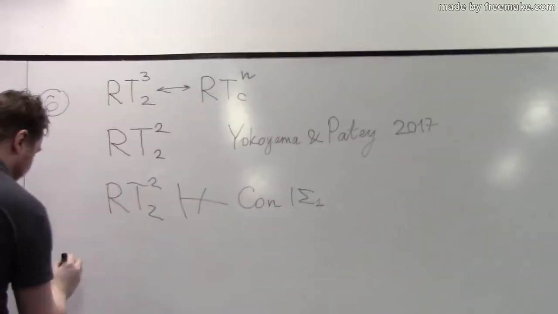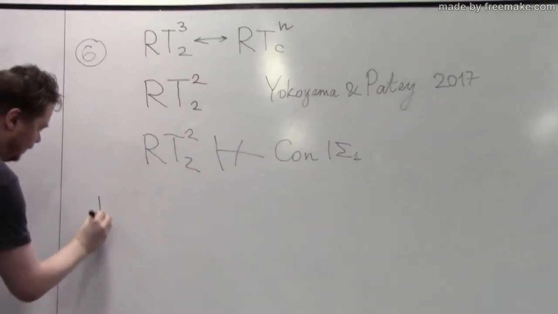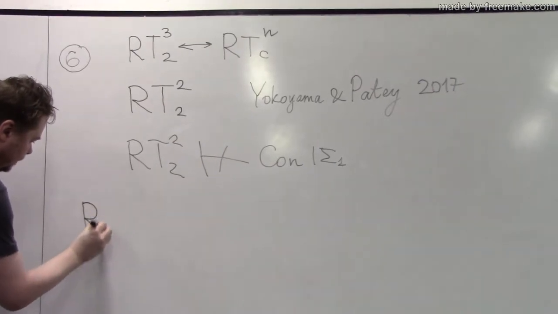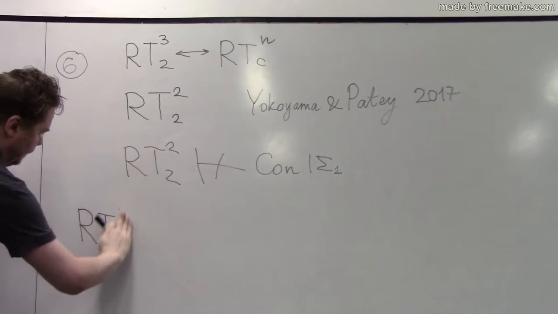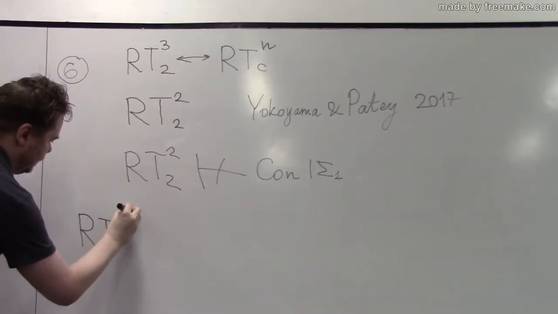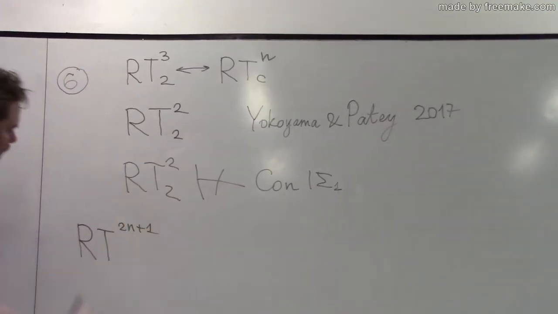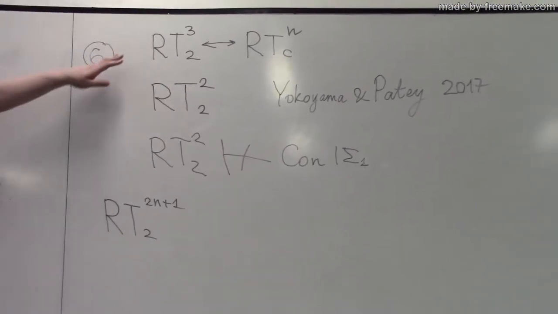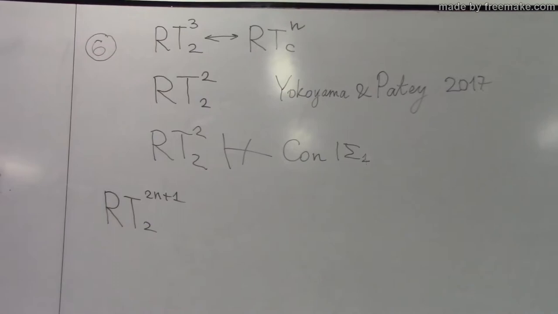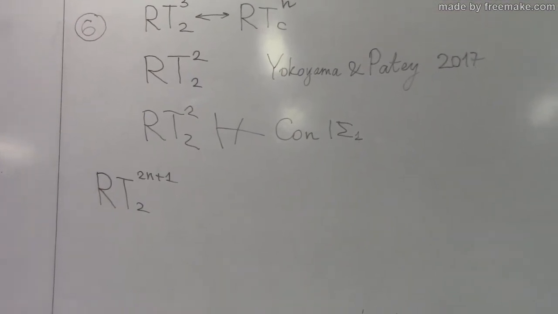Let's prove the strength of Ramsey theorem for triples. No, for 2n plus one. We know this dimension. For this dimension, it's equivalent to triples. How do we do that?